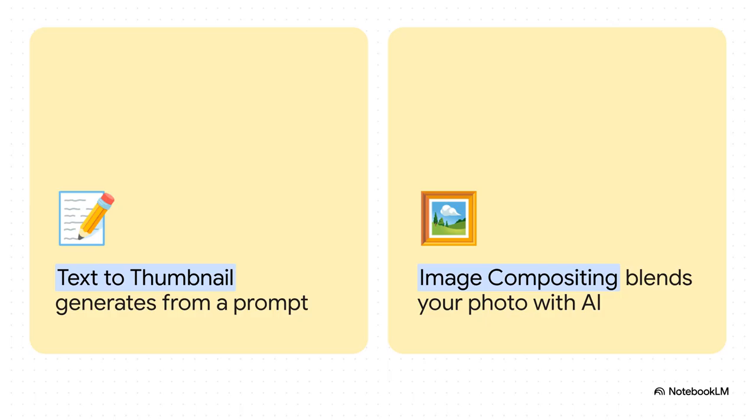The first is text to thumbnail. This is for when you don't have any base images at all, so you just let the AI generate the whole thing from scratch using a text prompt.